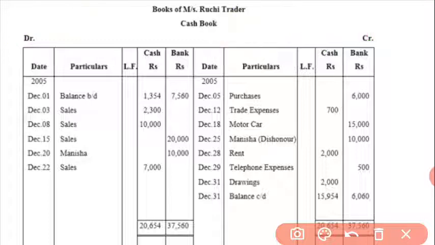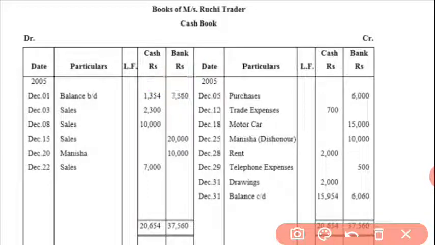Now see, two things appear in the narration at the top: cash in hand was 1354, that is why I have written here 1354. Bank balance was 7560, that is why here I have written 7560.